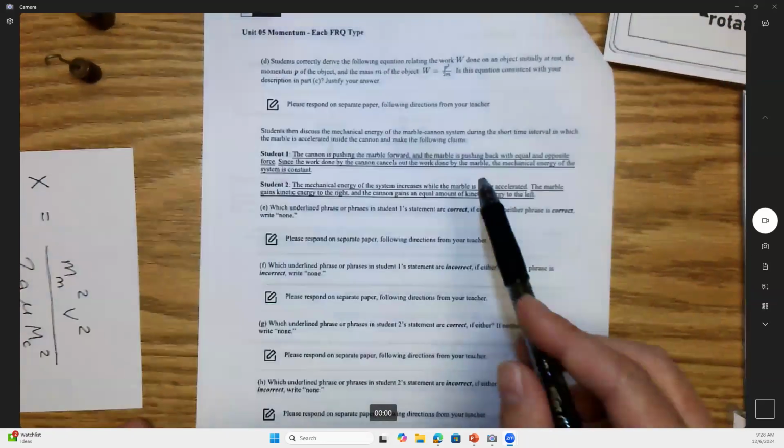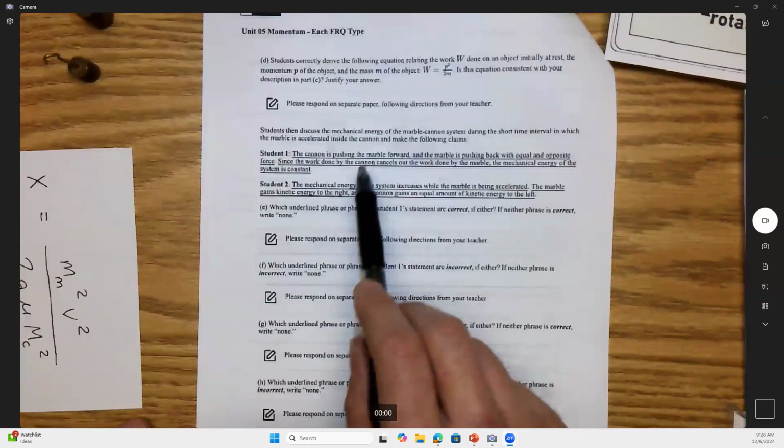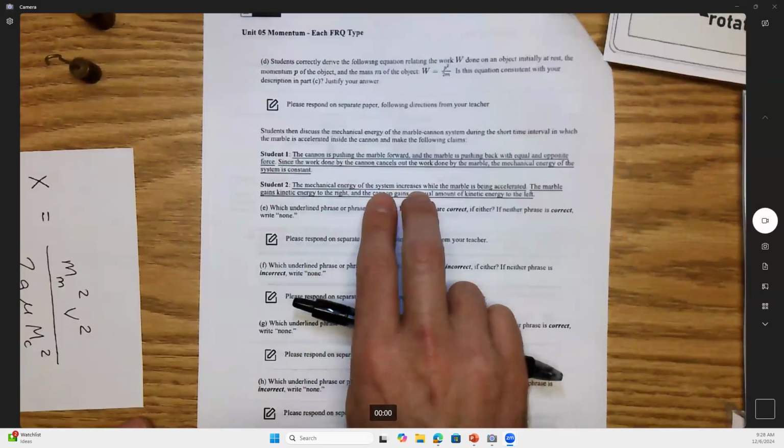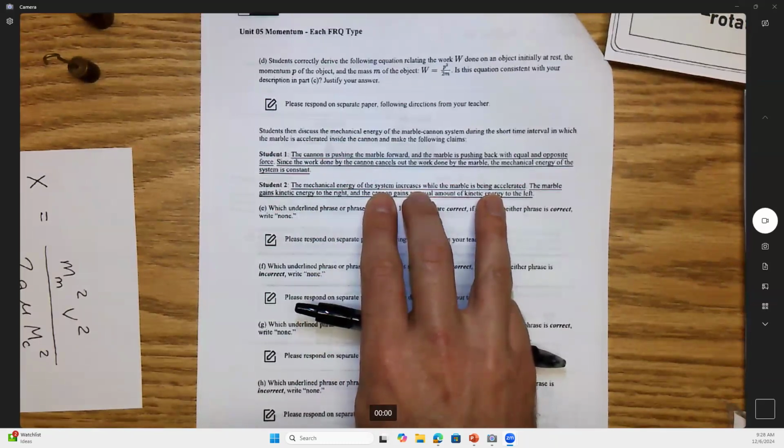So, all right, let's check out student 2. For student 1, did we say true and then false? Okay, student 2 says the mechanical energy of the system increases while the marble is being accelerated. Is that true? Who says that's true? The mechanical energy is increasing. I think it's true, because doesn't everything start at rest at 0 joules? Everything starts at 0 joules, and then when you push on something and get it moving, now it has kinetic energy. It had nothing before, and now has a bunch of kinetic energy.